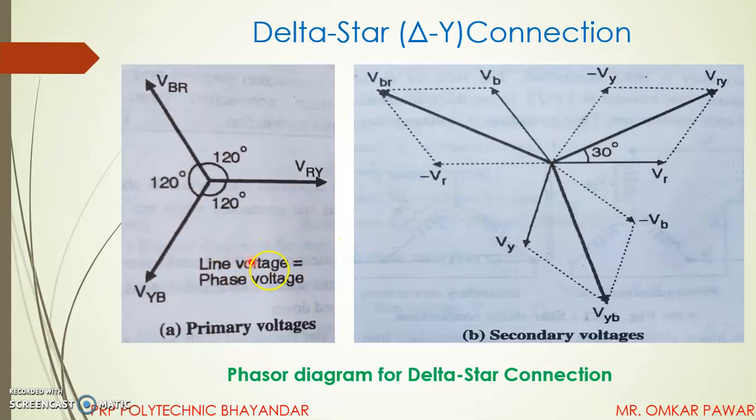The primary is delta connected, so line voltage is equal to phase voltage. But on the secondary side, in this connection phasor diagram, the line voltage is 30° ahead of, or leads, the phase voltage, as we already discussed.